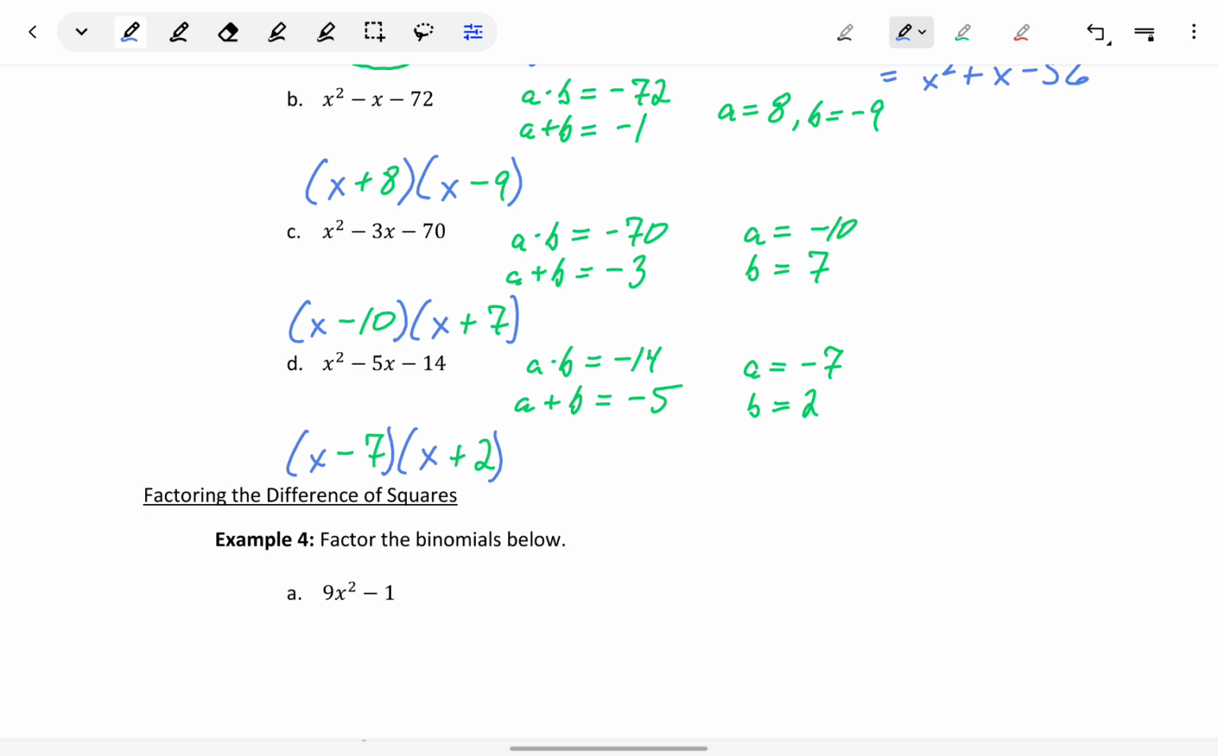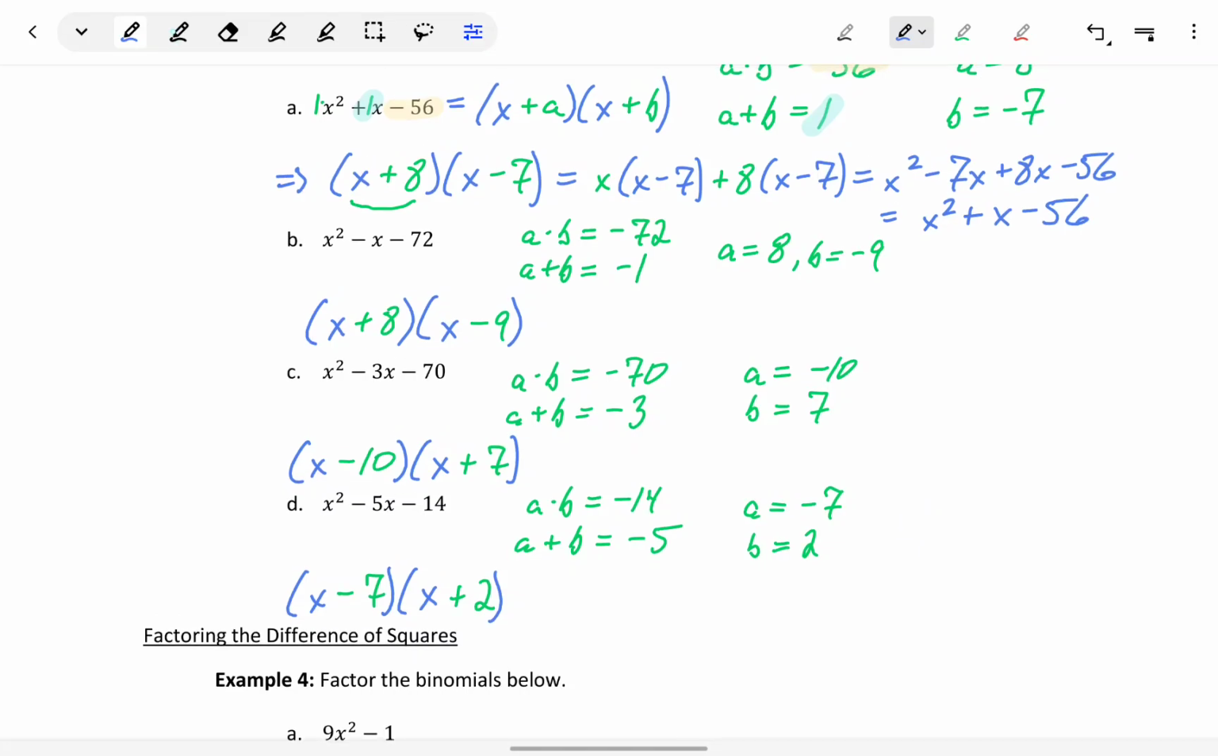And then again, on quizzes, especially on tests, it's a really great idea to take that step of multiplying your result out to verify that you get back to that starting expression. It won't fix your answer if it's wrong, but it will let you know if you made a mistake and you need to go back and try a different pair of values.